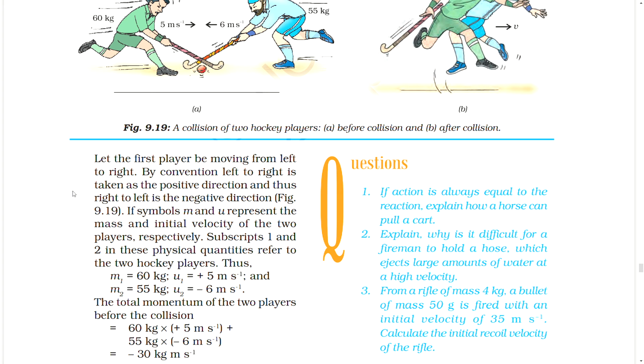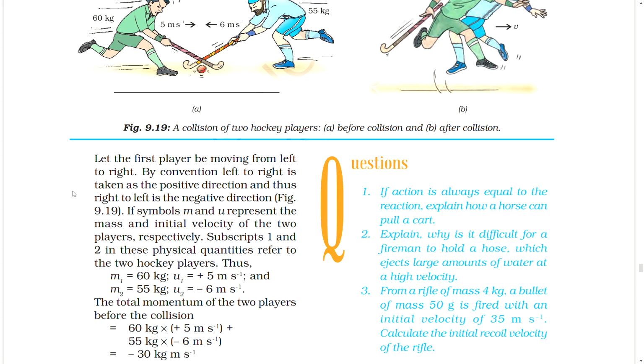Let the first player be moving from left to right. By convention, left to right is taken as the positive direction and thus right to left is the negative direction. If symbols M and U represent the mass and initial velocity of the two players respectively, subscripts 1 and 2 in these physical quantities refer to the two hockey players. Thus, M1 equals 60 kg, U1 equals plus 5 meters per second and M2 equals 55 kg, U2 equals minus 6 meters per second.